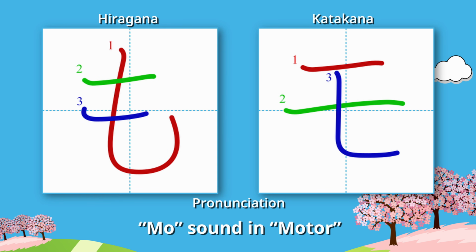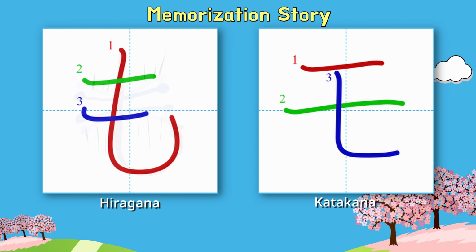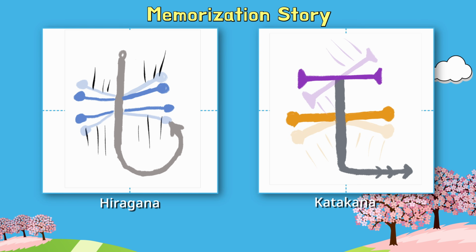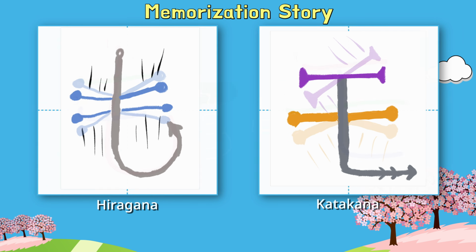These characters represent the mo sound in motor. The hiragana mo looks like a fishhook, but not just any fishhook. This one has motorized oars that help it move around in the water, like a living insect. The katakana mo is just the new model that has the oars up top.